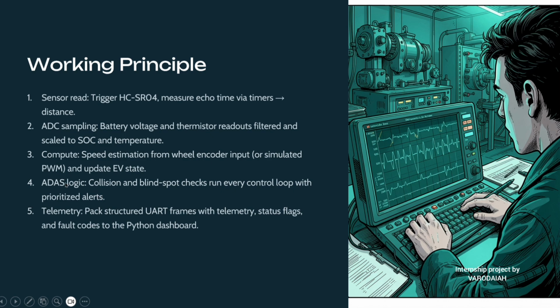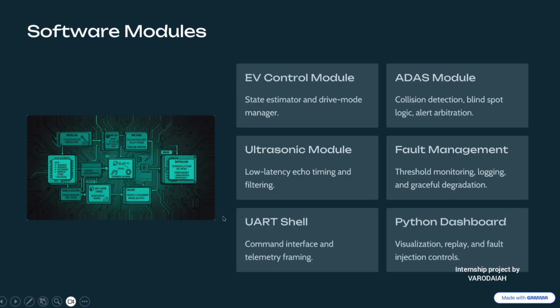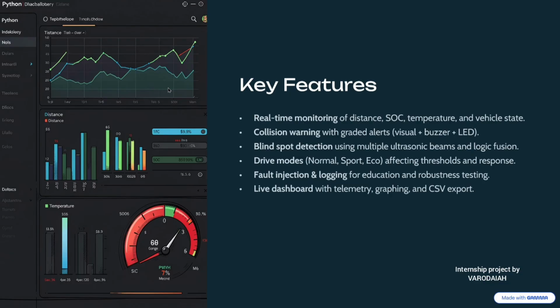Telemetry is over UART. We connect Proteus to one port and the Python dashboard to another port and display the values. Software modules: the EV controller module, which is the state estimator and drive mode manager; the ADAS module, with collision detection, blind spot logic and alert arbitration; the ultrasonic module, with low-latency echo timing and filtering; the UART shell, with command interface and telemetry framing; fault management, with threshold monitoring, logging and graceful degradation; and the Python dashboard, with visualization, replay and fault injection controls.